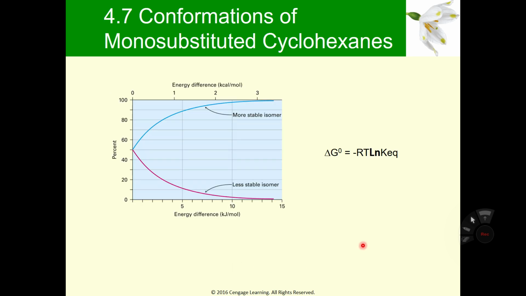If there is an energy difference between two conformers, they will determine the population by this equation. That's the energy difference, and that's the equilibrium constant, gas constant, and temperature. If there is no energy difference, delta G0 equals 0, then in that case, the equilibrium constant will be 1. That means the population of two conformers will be 1 to 1.